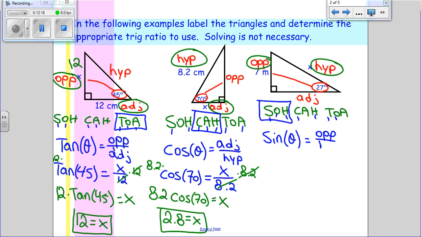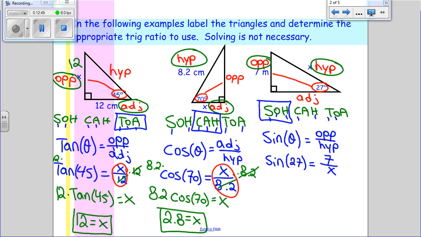Now that we've decided what ratio we want to use, we need to replace our symbols and letters with values. So this will become sine of 27 equals, the opposite was 7, the hypotenuse was x. This one is a little bit trickier than the other ones. You notice if you look at the other ones, x was always on the top of our fractions. Now x is on the bottom of our fraction. So that's going to make things a little bit trickier.